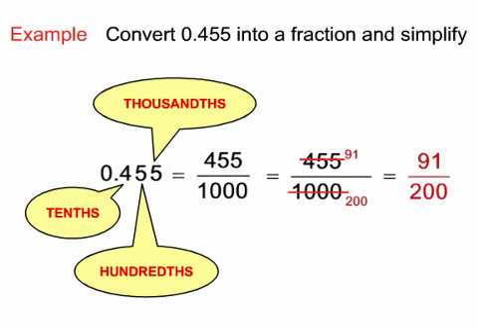What goes on the top is the decimal without the decimal point. In other words, it's 455. So 0.455 as a fraction is 455 over 1000.